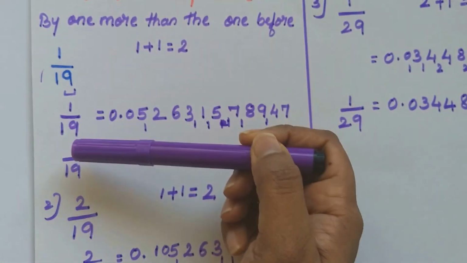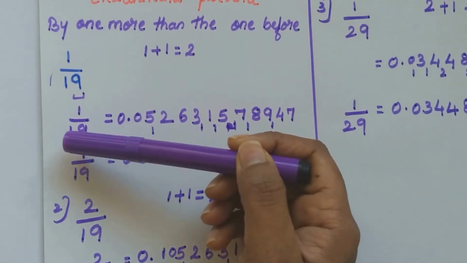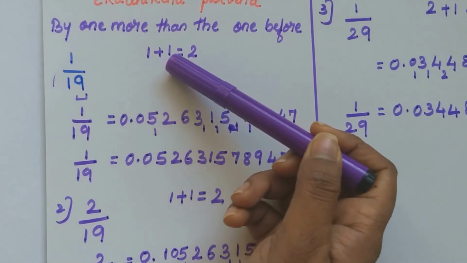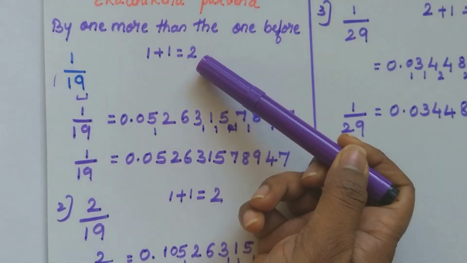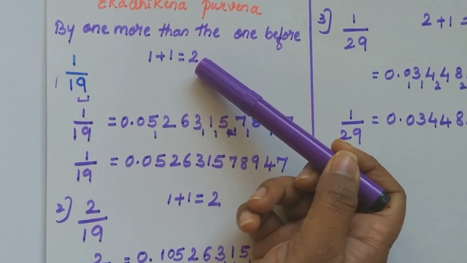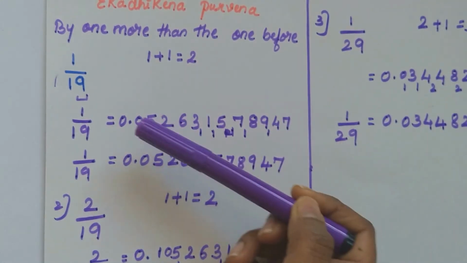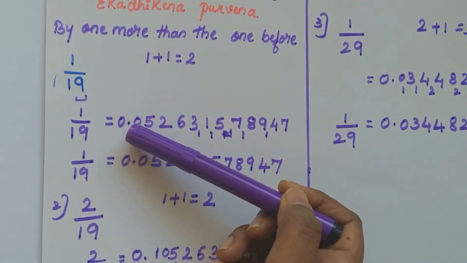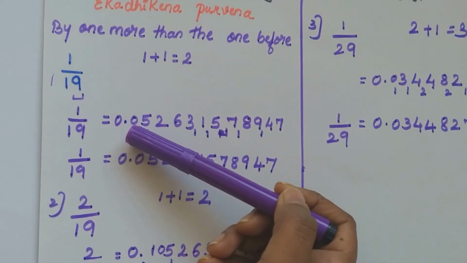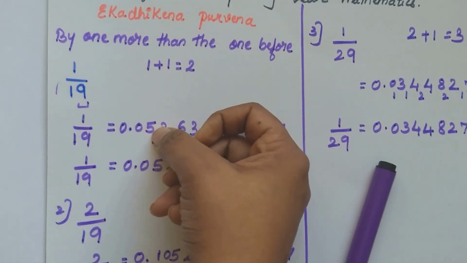So 1 divided by 19 is given here. The number before 9 is 1, so I have increased it by 1. 1 plus 1 gives me 2. Now we go on dividing each term by 2. So 1 divided by 2 gives me 0.5. In all the problems, the starting step you are going to consider as 0. Then 0.5 I am going to write over here as 0.5. Each term I am going to divide by 2.